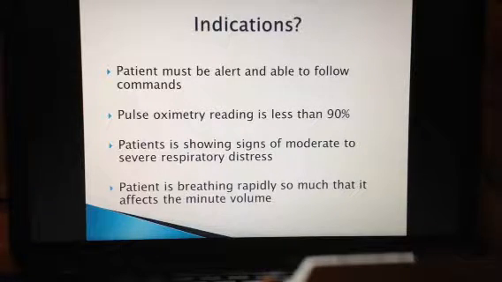So CPAP treats the symptoms, and it's not a permanent fix for what is going on. So it's important to get these people to the hospital, but this is a great way to help them.